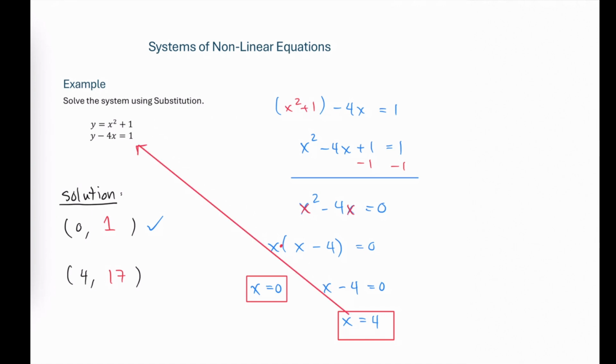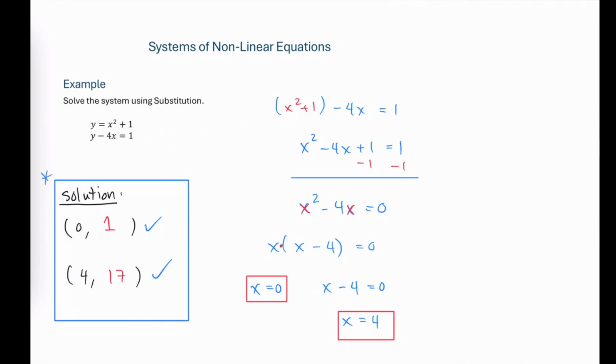But let's make sure that we get the same ordered pair solution from the second equation. This time let's just plug the ordered pair point in. So we have y is equal to 17 minus 4 times x is equal to 4, and that should be equal to 1. And it is, because 17 minus 16 is equal to 1. So this ordered pair is an ordered pair solution to both equations, and we do actually have two solutions to the system.